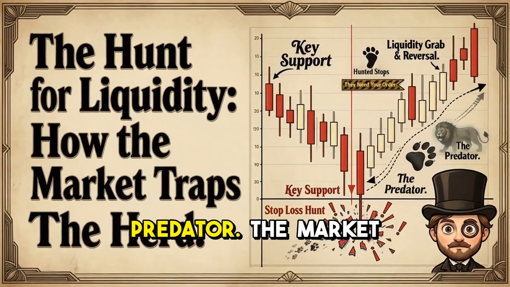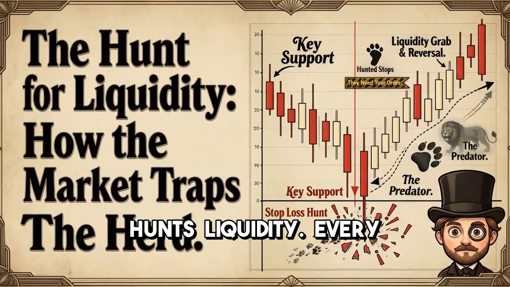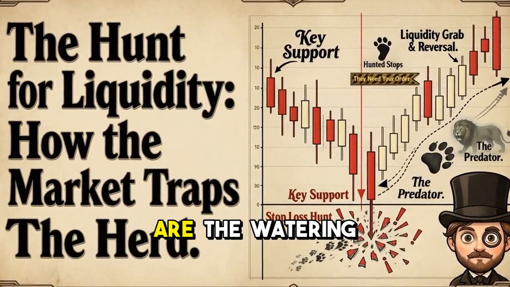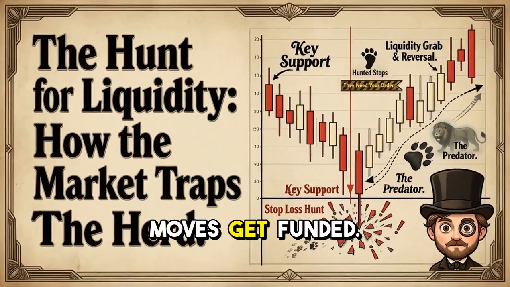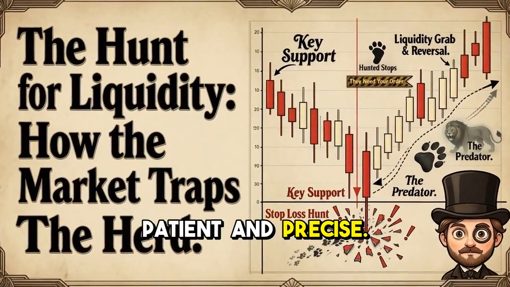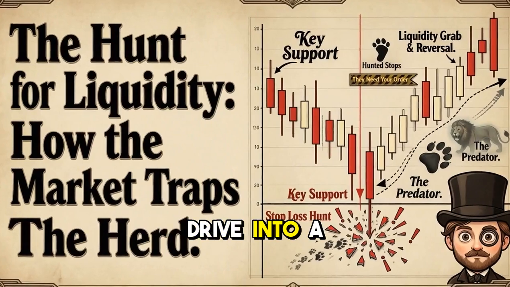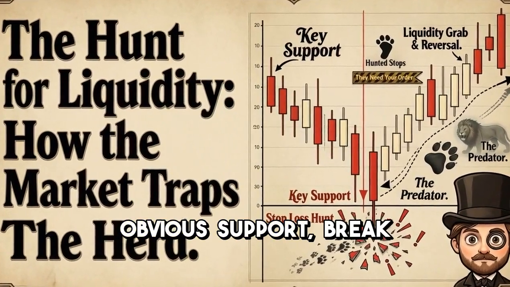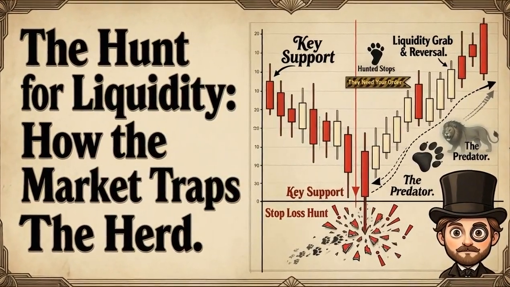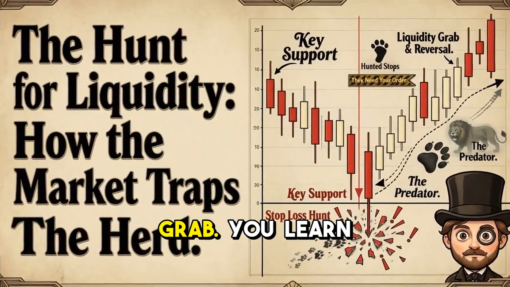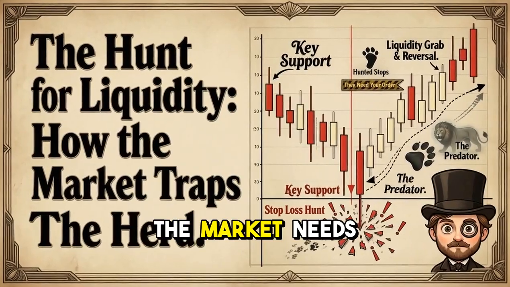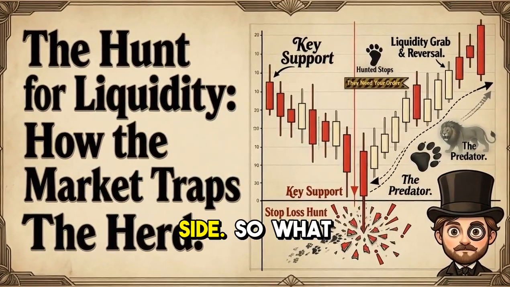Now let's talk about the real predator. The market hunts liquidity. Every stop loss, every pile of breakout orders, those are the watering holes where sharp moves get funded. You picture a lion stalking its prey, patient and precise. Price will often drive into a zone of obvious support, break it just long enough to trigger stops, then reverse violently. It's not random. It's the liquidity grab. You learn to see the trap before you become the bait. The market needs your order to fill the other side.